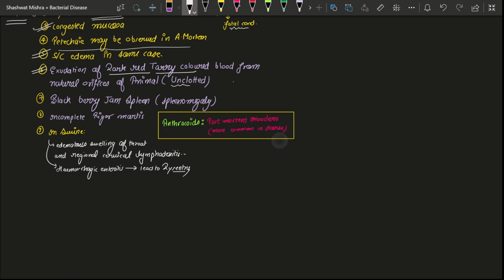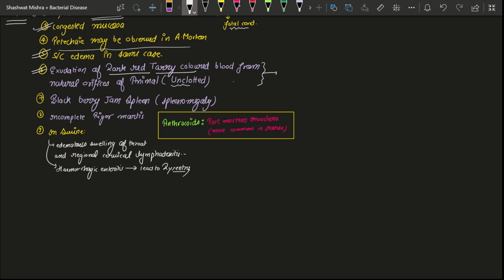Okay, this particular thing is what we can't assure. We can't assure that due to that particular unclotted blood coming out from the natural orifice, it is anthrax, because there are also scenarios in other diseases where unclotted blood does come out.